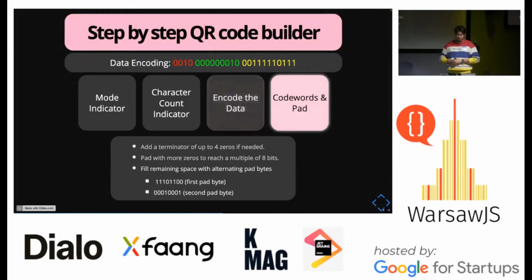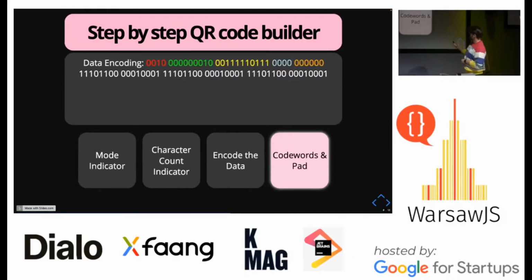And now we have something called code words and pads. Basically, in the QR code, you cannot leave some space unfilled. The QR code has to be completely filled in. And for that, we have 3 things: a terminator, pad bits, and remaining space pads. The terminator is used to fill the QR code when there are just 1, 2, or 3 spaces left. But in our case, when we have just the word JS and there is still a lot of space, we will add 4 of them.